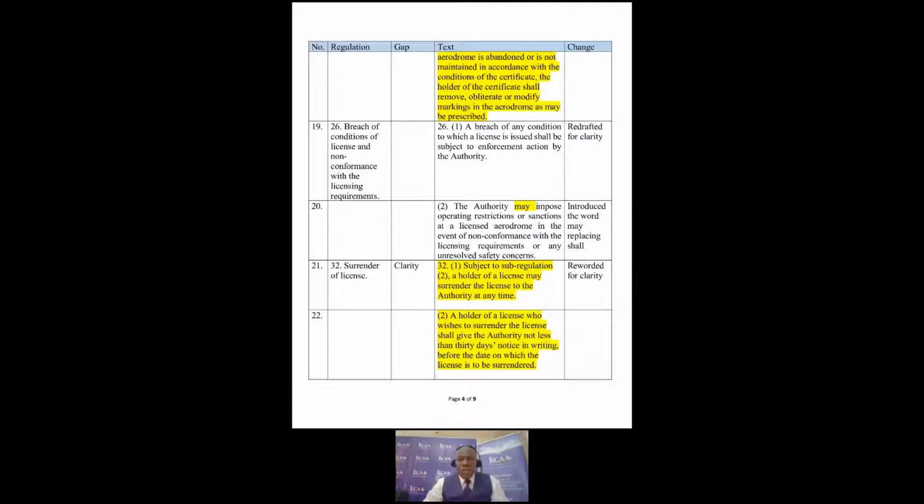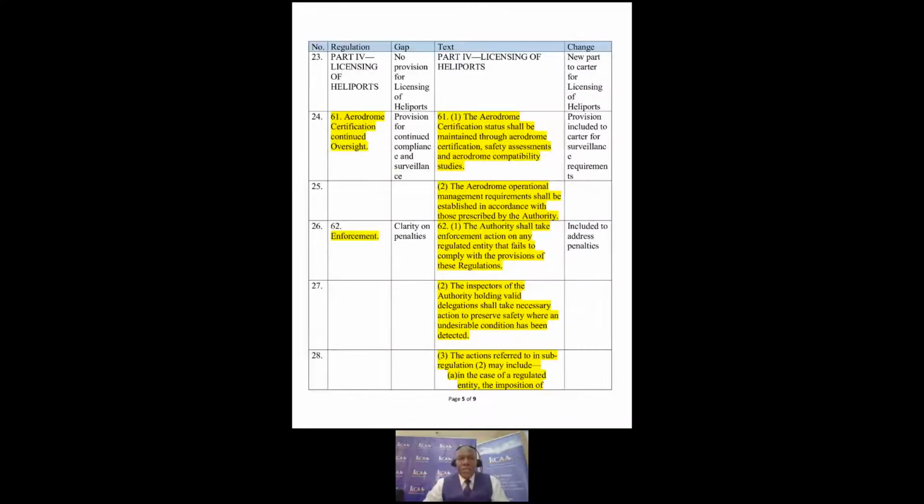In subregulation 2, we've also replaced the word shall with may, that the authority may impose operating restrictions or sanctions, to mean that this is optional. The previous regulation read that the authority shall, as if it was compelled to impose operating restriction. Regulation 32, surrender of a license, has been also reworded for clarity. If you look at the text, it differs with the original text in the 2018 regulation, and is just aimed at bringing on board some clarity on the provisions surrounding the surrender of a license.